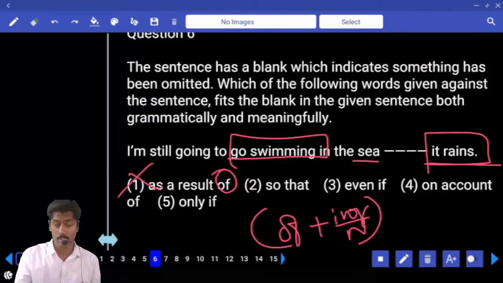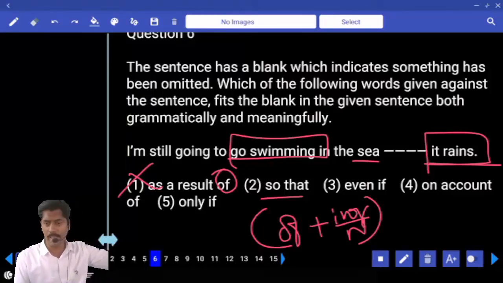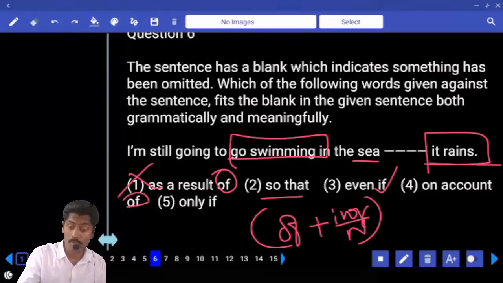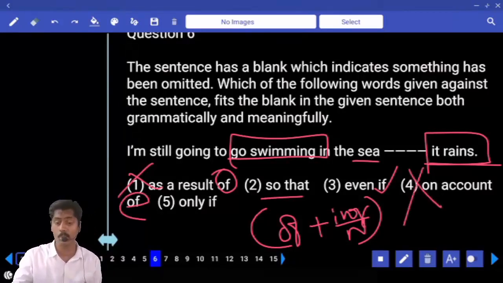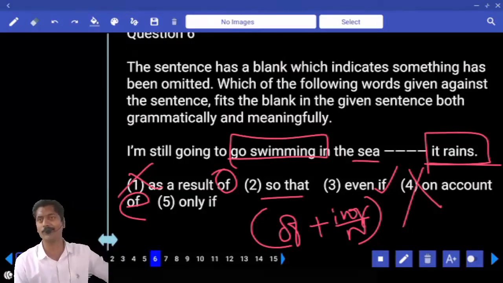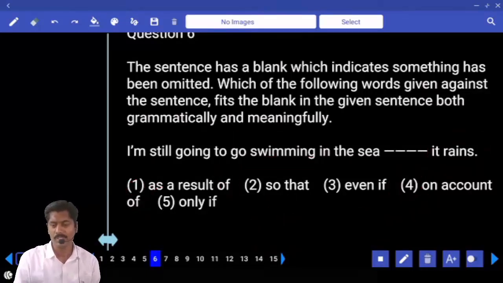Not possible. So I'll go swimming in the sea so that it rains. I am going, so rain will happen. No. I'll go swimming even if it rains. Yes. On account of, after of ing, now no. Only if it rains. If it rains, then only I'll go. So answer 2, 3, 5. Answer third one. Even if it rains.